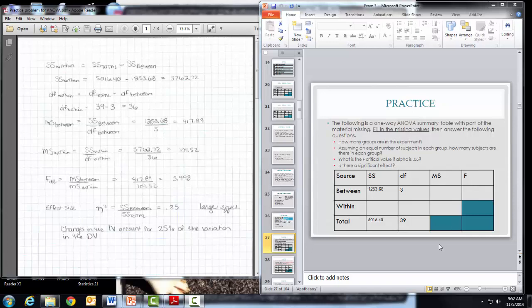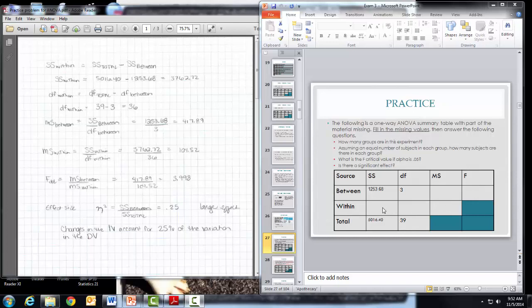Okay, so we're starting with two sums of squares filled in. We have sums of squares between, and we have sums of squares total, and we're starting with 2 degrees of freedom already filled in. We have degrees of freedom between and degrees of freedom total. And using that information, we can fill in the rest of the blanks here.